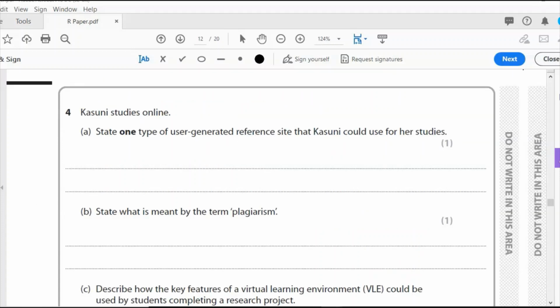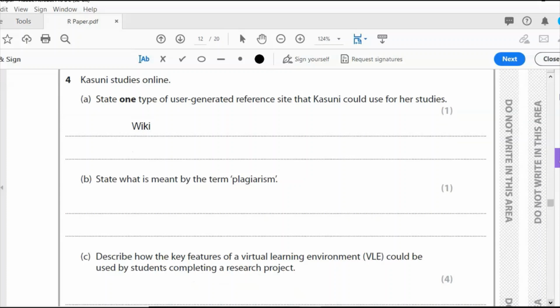4. Kazuni studies online. State 1 type of user-generated reference site that Kazuni could use for her studies. The answer there is a wiki. Now just be careful not to put Wikipedia. It is a wiki. That's a user-generated site. Try and steer clear of using words like Wikipedia. You wouldn't have got a mark there if you put Wikipedia. So it is, of course, a wiki.